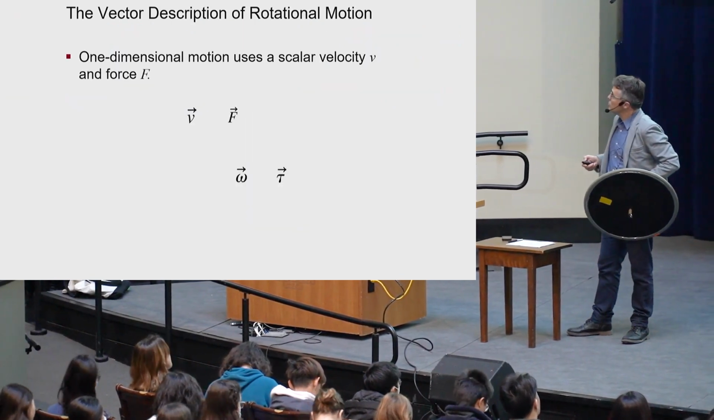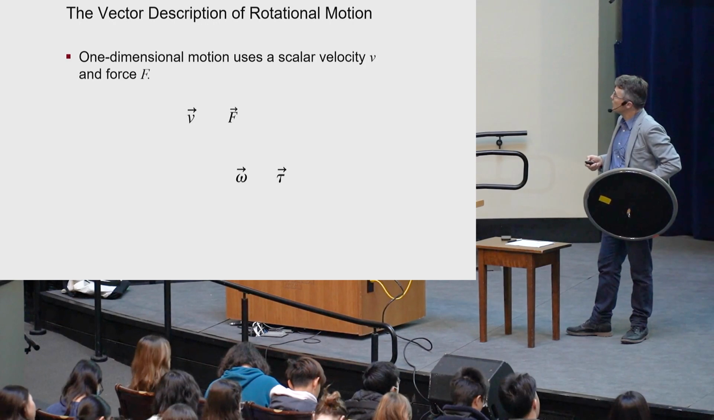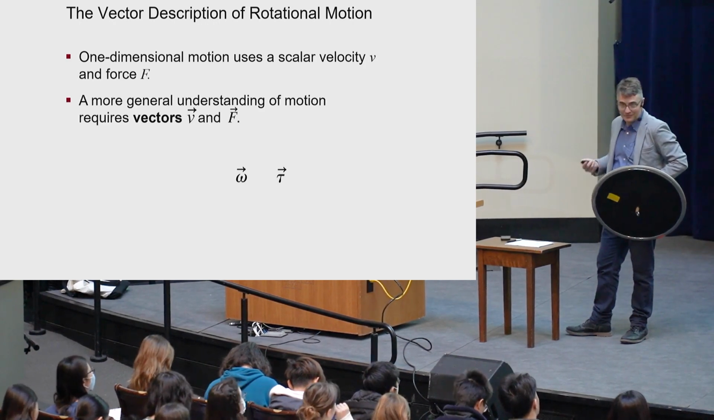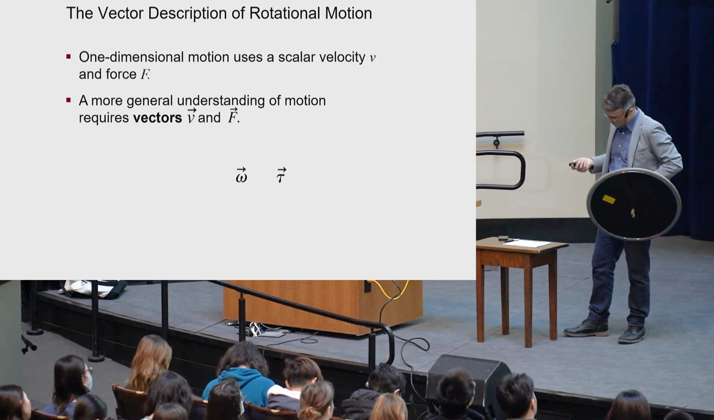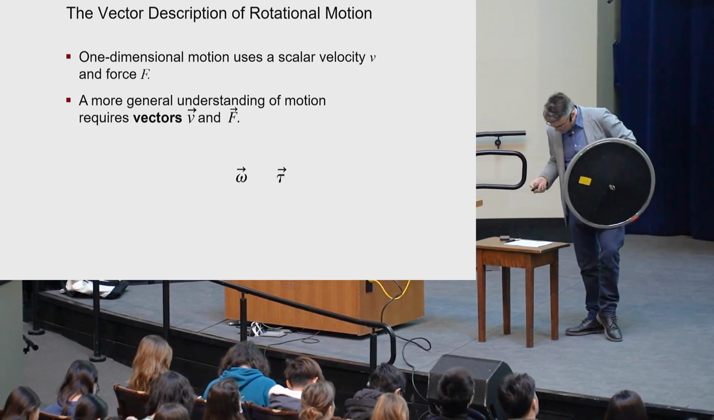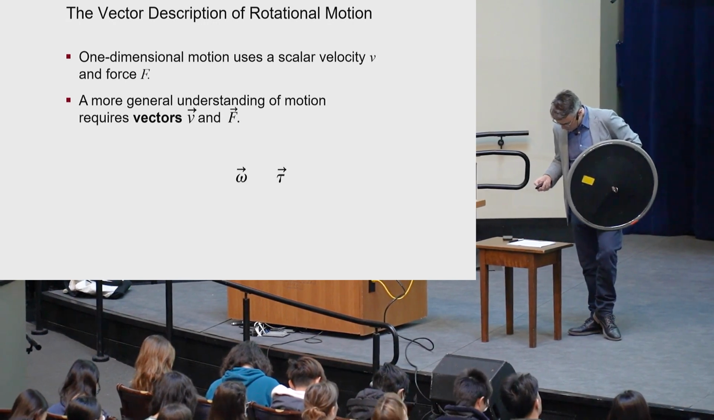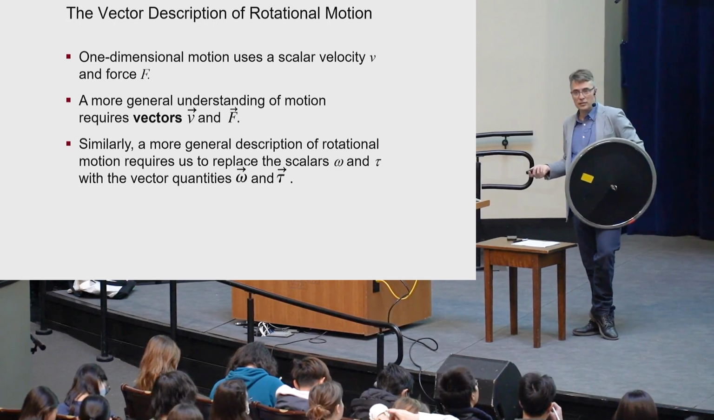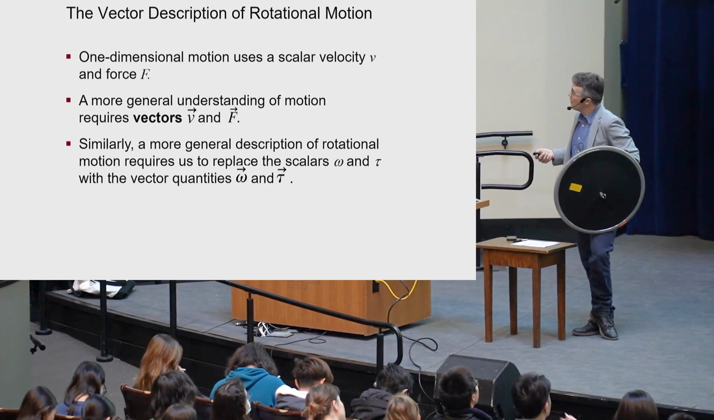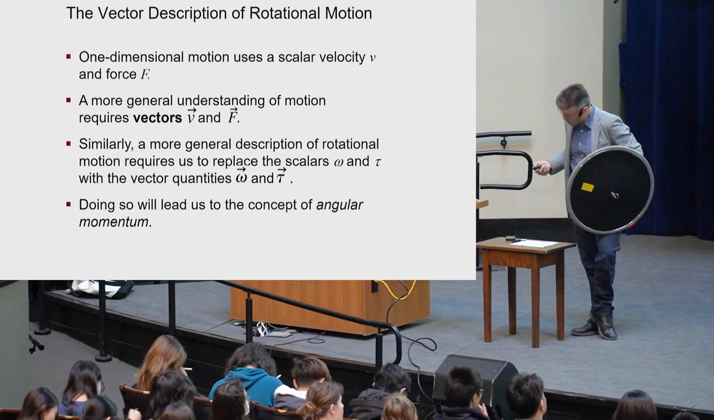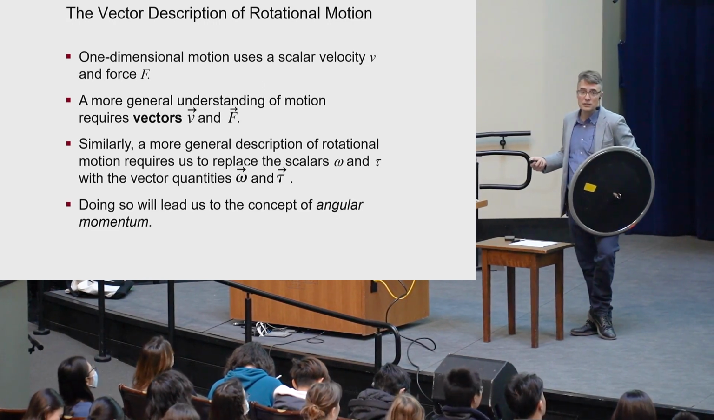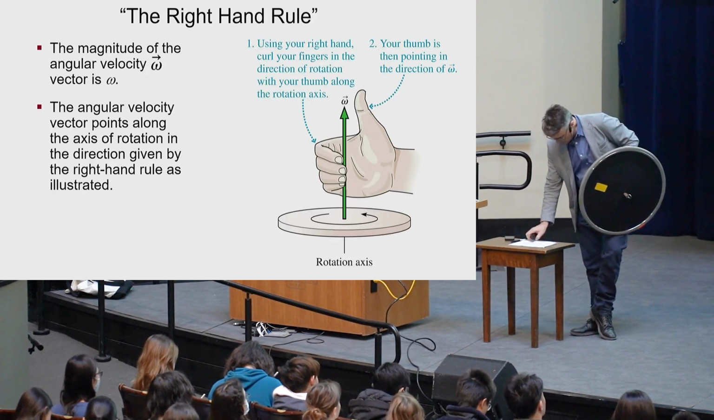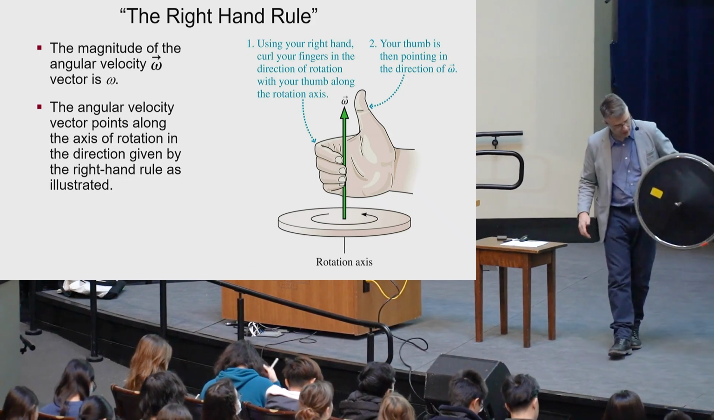One-dimensional motion uses scalar velocity, v, which can be plus or minus, and force. A more general understanding uses vectors, V and F. Similarly, we've been just saying clockwise or counterclockwise. You can have vectors for omega and torque. And the way it works is called the right-hand rule. So we'll do it for omega.